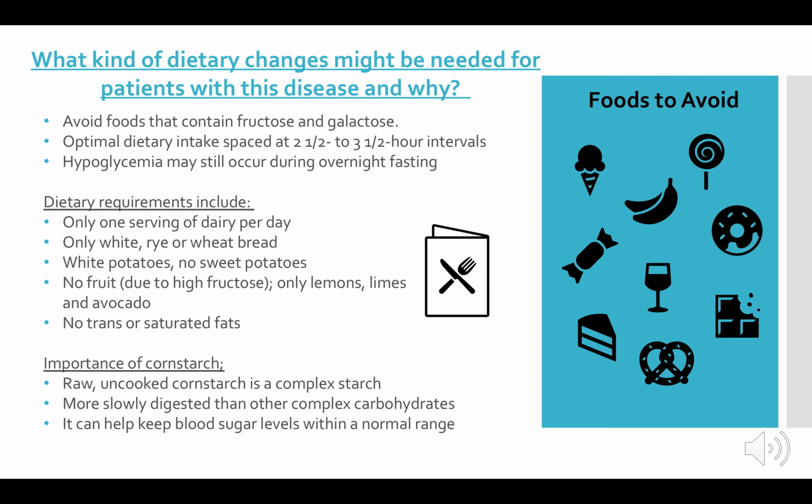Dietary requirements include only 1 serving of dairy per day, only white, rye, or wheat bread, white potatoes, no sweet potatoes, no fruit, only lemons, limes, and avocados, no trans or saturated fats. Eating cornstarch with every meal is a method of slowing down digestion and keeping blood sugar levels within a normal range.